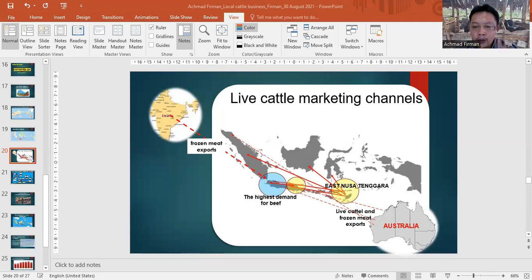and frozen meat. Meanwhile, India has also become a frozen meat exporting country for Indonesia, but the supply is not as much as Australia. The destination of frozen meat exports from India is Jakarta. There's a picture of the marketing channel for live cattle and frozen meat in Indonesia.